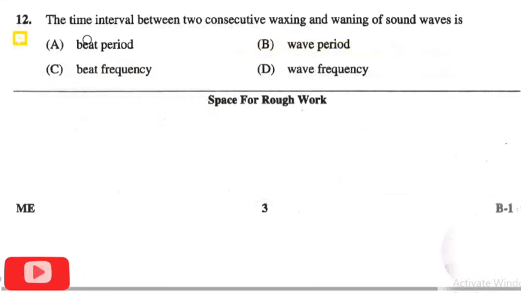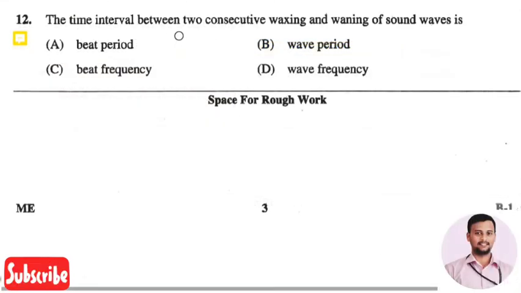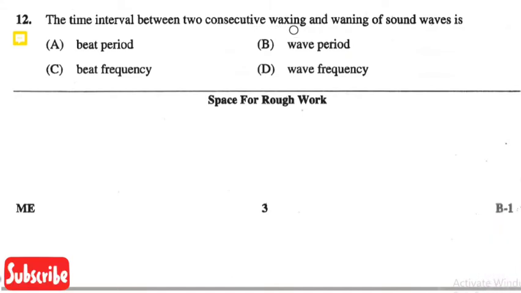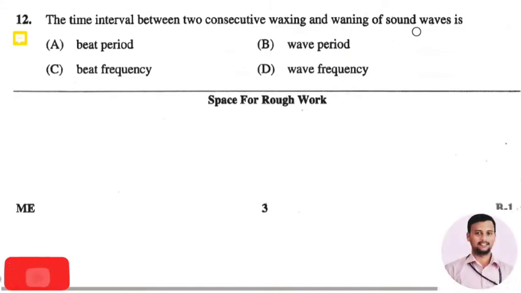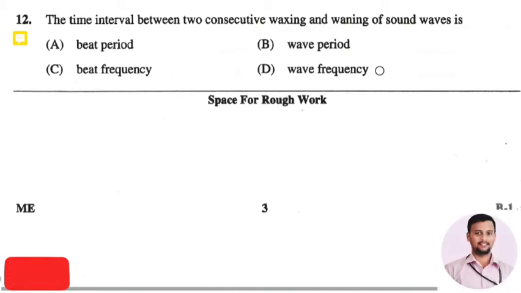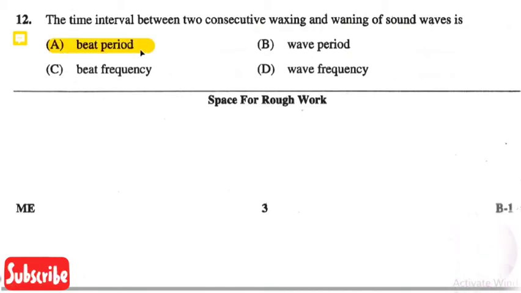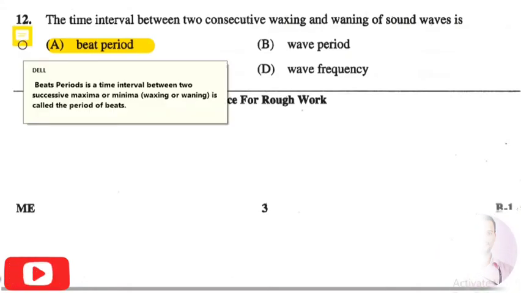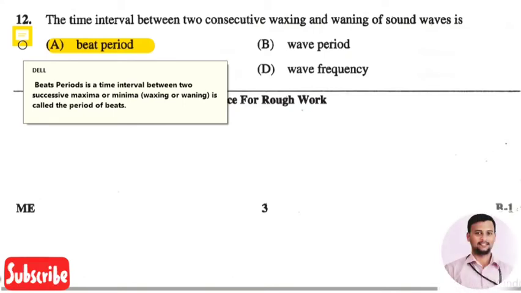The next question is, the time interval between the two consecutive waxing and waning of a sound wave is, the right answer is option 1, that is beat period. It is called as beat period. So what is this beat period? It is the time interval between the two successive maximum or minimum, that is waxing and waning, and it is called beat period.